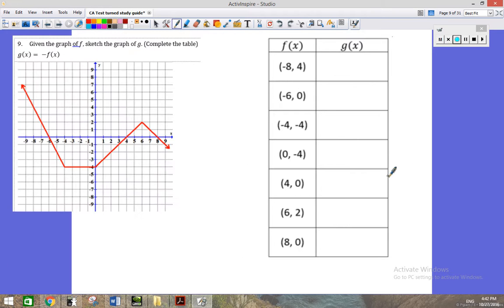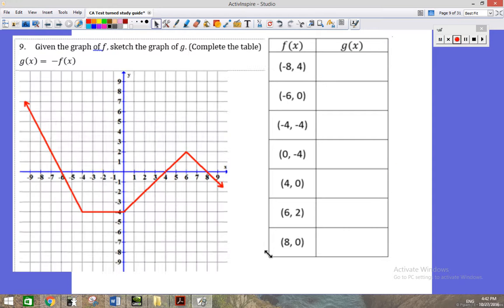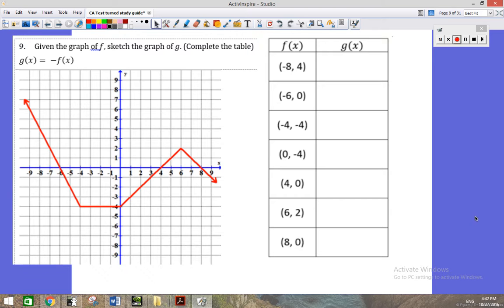Let's take a look at problem 9. Now, the negative sign, it's a reflection. So is it a reflection across x or across the y-axis? Are we changing the input, the sign of the input to the function, or the sign of the output? Since the negative sign is on the outside, I'm not changing the input, I'm changing the output.